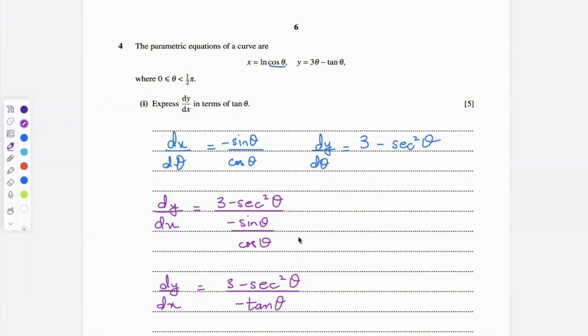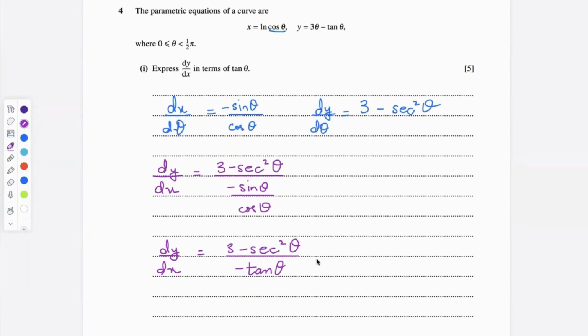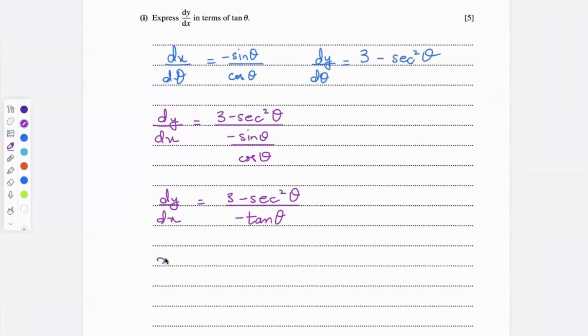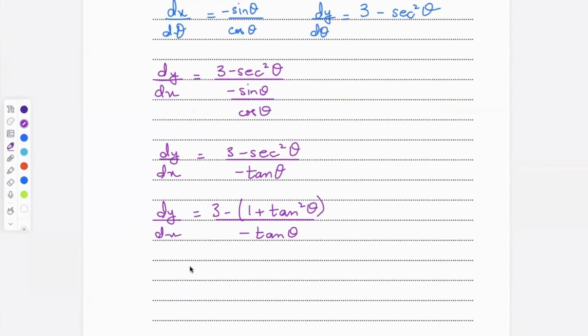And now we can write an identity in place of sec squared theta. We know that 1 plus tan squared equals sec squared. So dy/dx equals 3 minus (1 plus tan squared theta) divided by minus tan theta. Simplifying, we'll get 3 minus 1, which equals 2. So that will become 2 minus tan squared theta divided by minus tan theta.